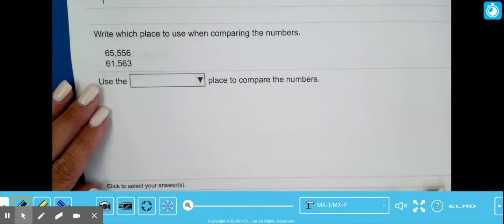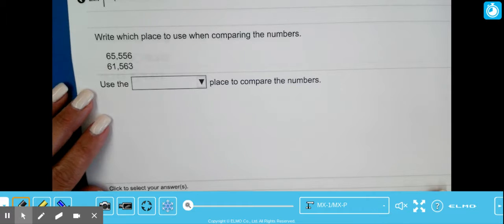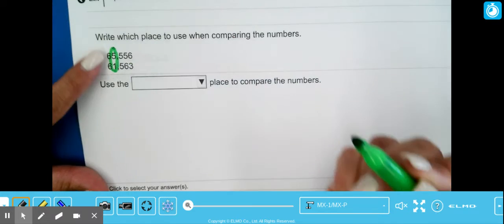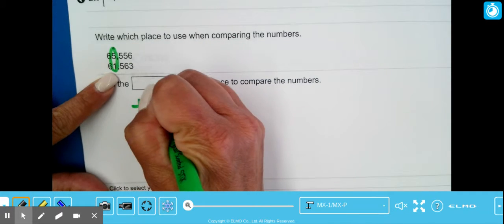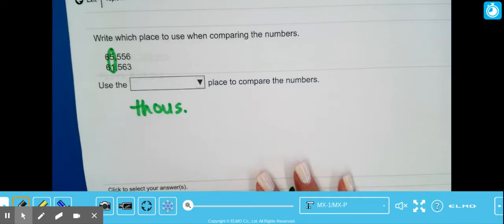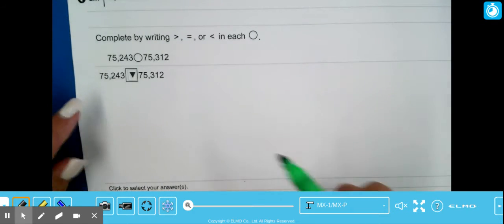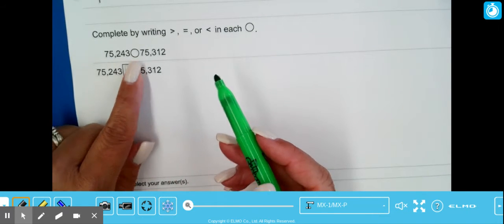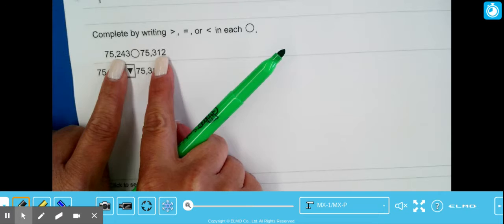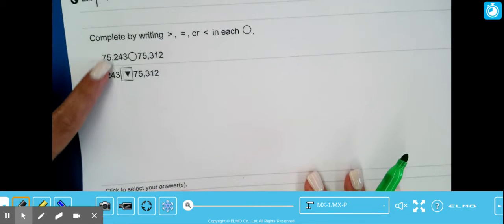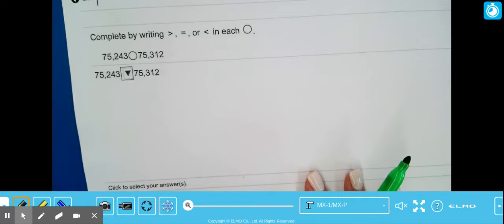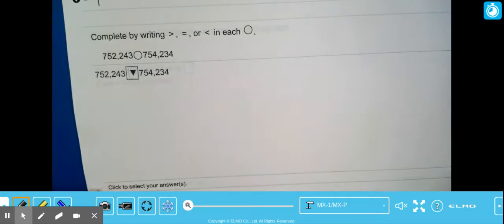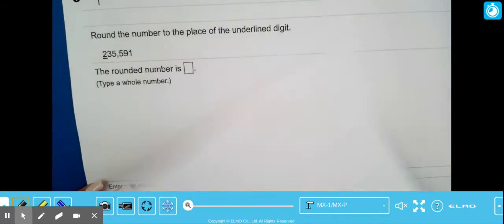Let's do another example. Write which place to use when comparing the numbers. I have a 6, a 5, and a 1. So what place would this be? That would be my thousands place. Okay, another comparing, but now we're writing what symbol goes in between. So again, you would want to make sure you're comparing each number, and decide what place value you're going to look at to do the comparing. Here's another one just like it, and another one just like it.